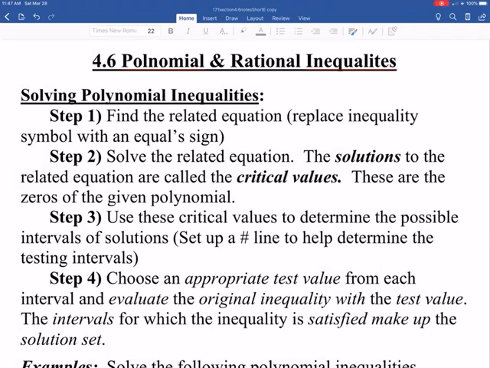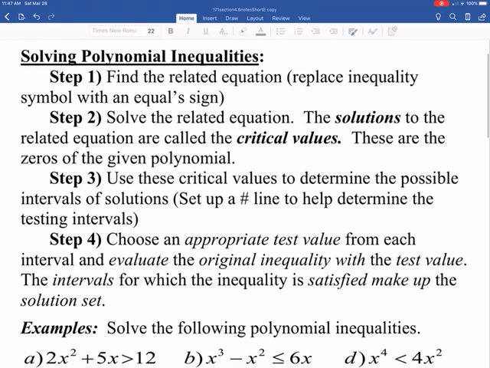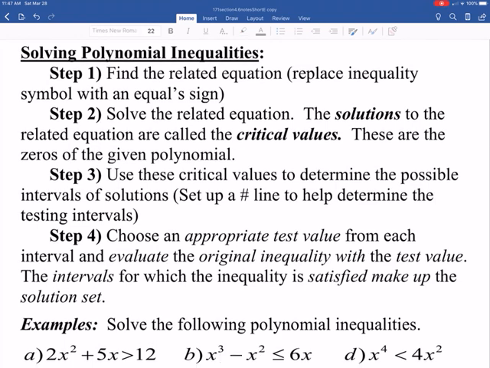All right, we're going to take a look at solving polynomial and rational inequalities. Start off with some polynomial inequalities. I've broken it down into 4 steps. With that said, the first step is we want to find the related equation.